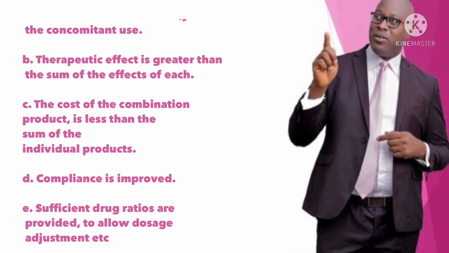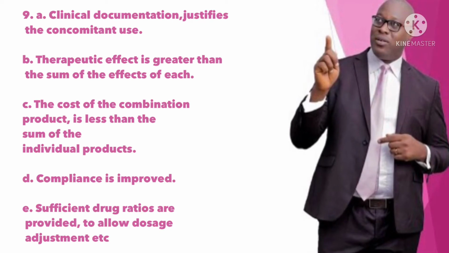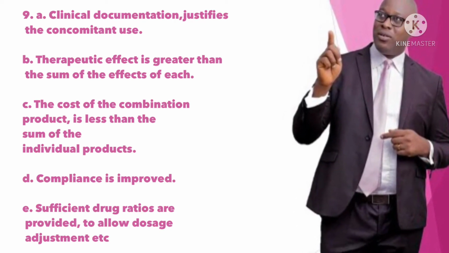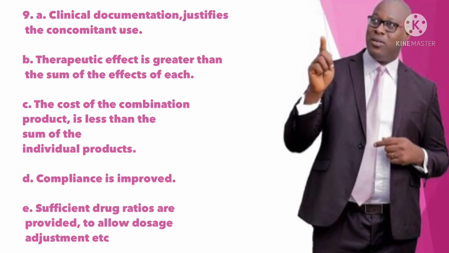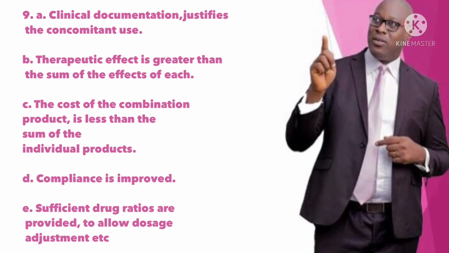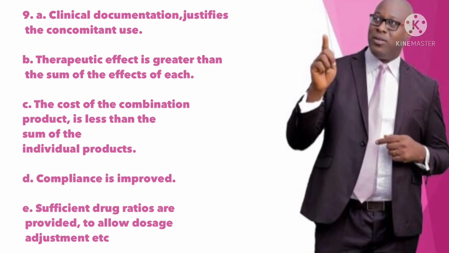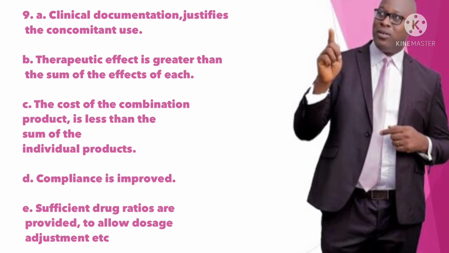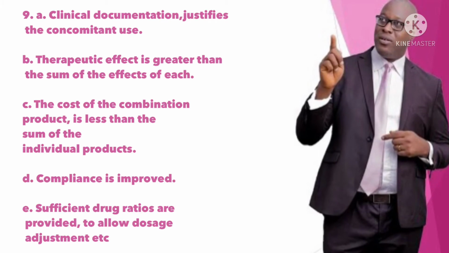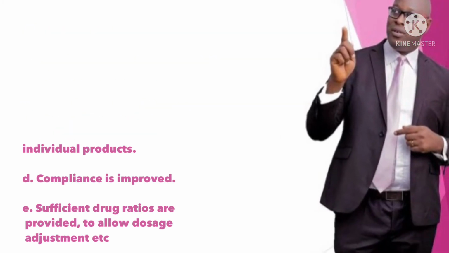9. Fixed ratio combinations are only acceptable if the following criteria are met. A. Clinical documentation justifies the concomitant use of more than one medicine. B. The therapeutic effect of the combination product is greater than the sum of the effects of each. C. The cost of the combination product is less than the sum of the individual products. D. Compliance is improved. E. Sufficient drug ratios are provided to allow dosage adjustment, satisfactory for the majority of the population.